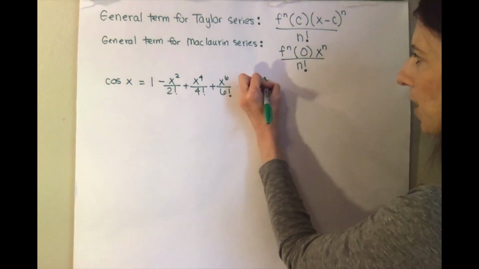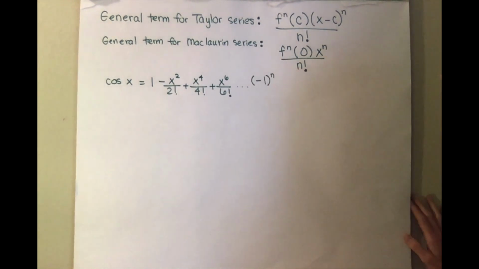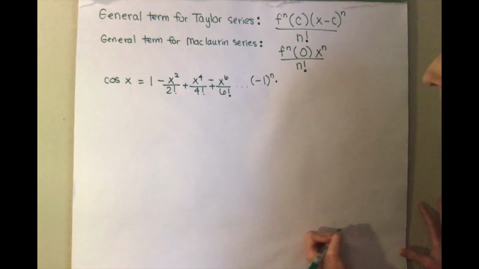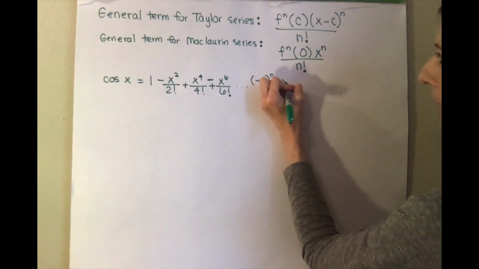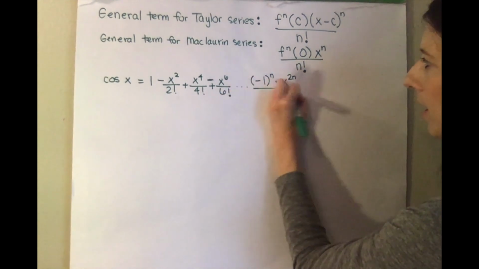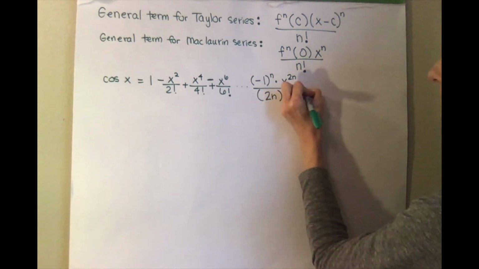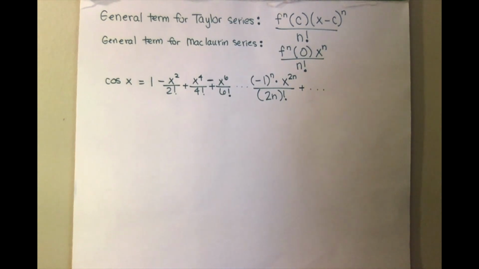So we need the signs to alternate. So we have negative 1 to the n power. We need the powers on x to, oops, this should be a minus here. My apologies. We need the powers on x to be even. So it's 2n. And then we're dividing by 2n factorial. It's an infinite series that's equal to cosine x.